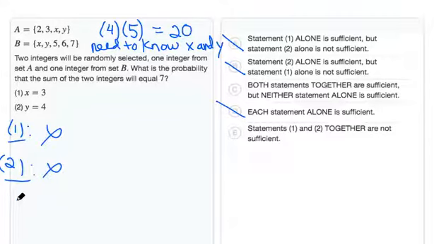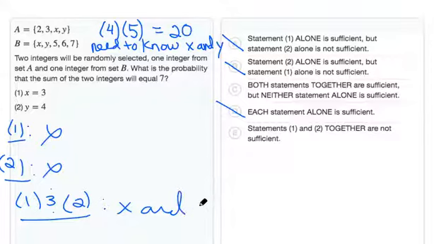This means that we have to consider both of them together, statements 1 and 2 together. Now here we're told x, and we're told y. We know both of these. And we said before that that's enough, because if we know x and y, we can find how many different sums equal 7 out of the total of 20 sums. So this is enough information to be able to answer the question.